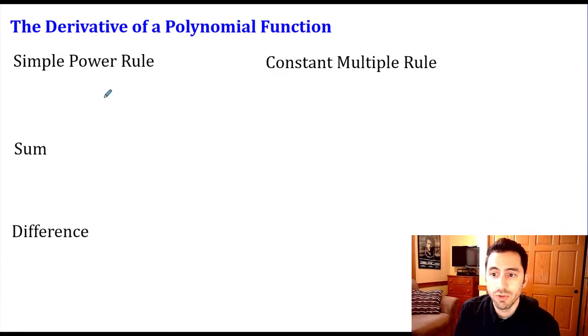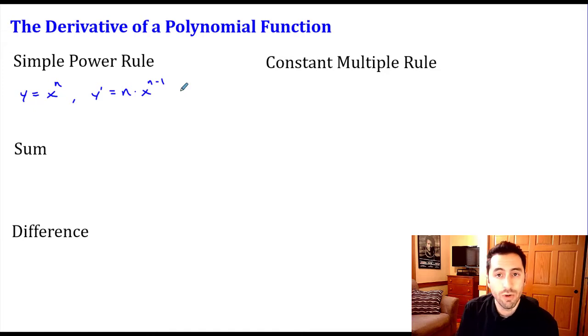So one of the rules that we need is the simple power rule to help us with the exponents. So remember, this rule says that if I have a function x raised to some power, then for the derivative of that function, we bring that exponent down out front, and then we reduce that power by 1. So we get n times x to the n minus 1 power.